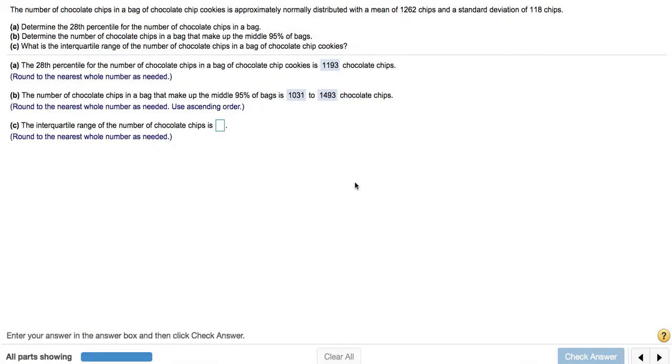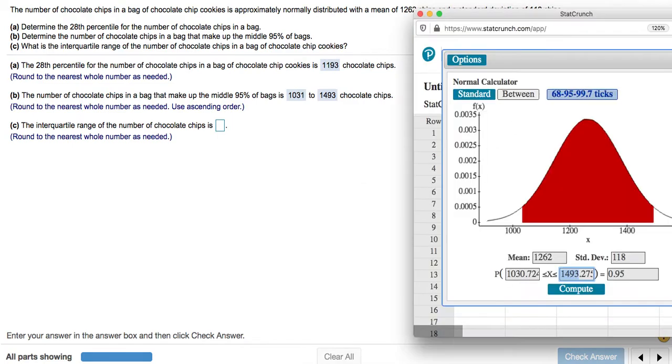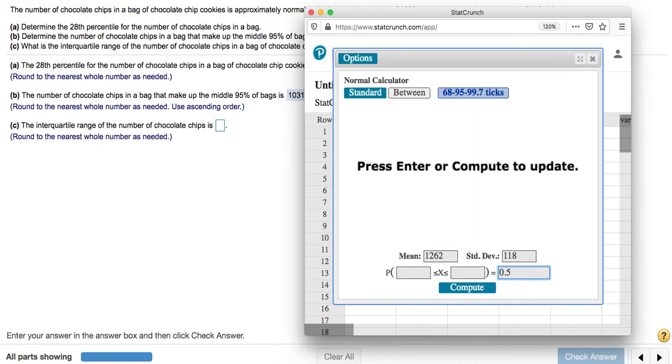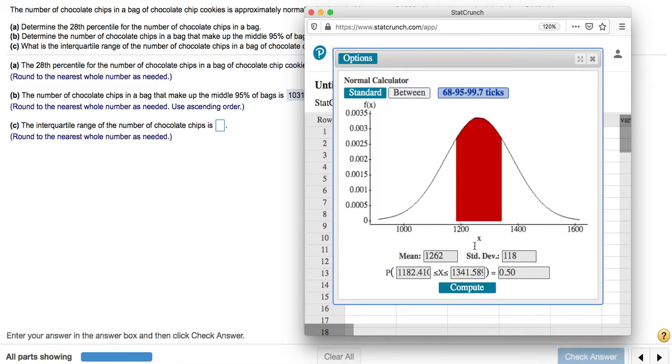And then the last part of this is asking for the interquartile range. Going back to my calculator, that's the middle 50% of your data. So this is really similar to part B. The only difference is we're going to switch it from 95% to 0.50. So how far do you go from the middle? An equal distance in both directions, so you've accumulated 50% of your data. Okay, so the two values we have: this would be the smaller number, and this one is going to be the larger number.